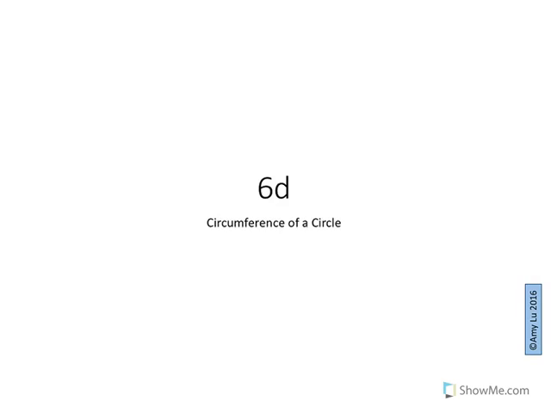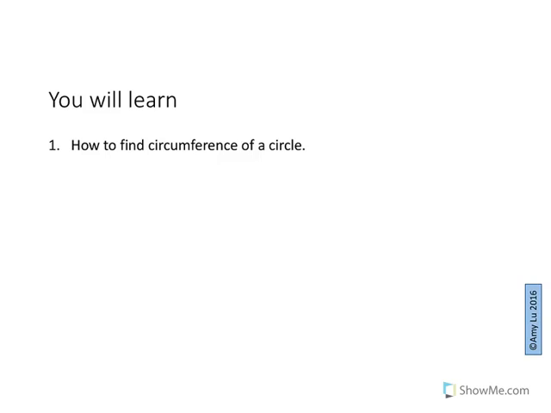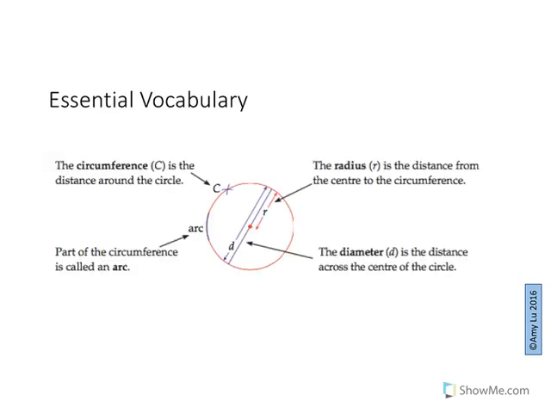So this is chapter 60 on the circumference of a circle. This chapter is pretty simple. We're just working on one thing, the circumference of a circle. First of all, let's understand the different parts of a circle.